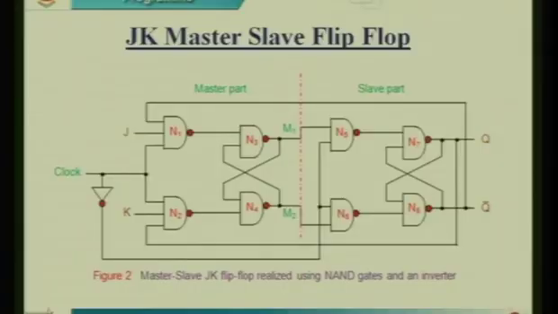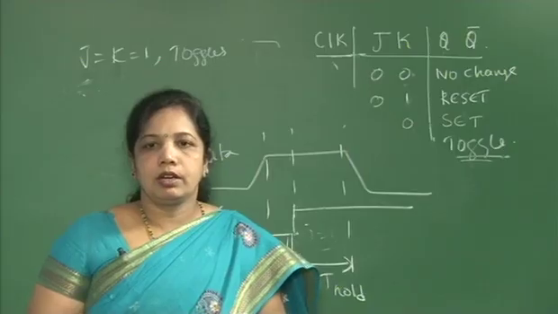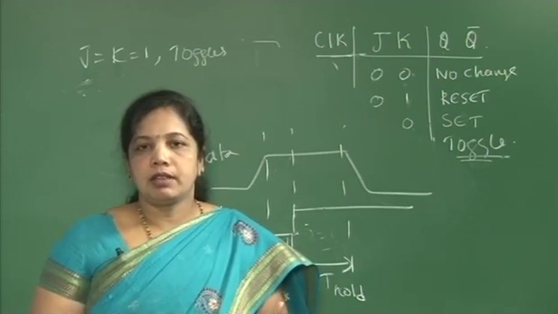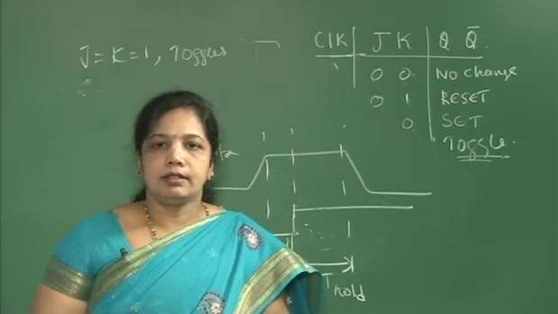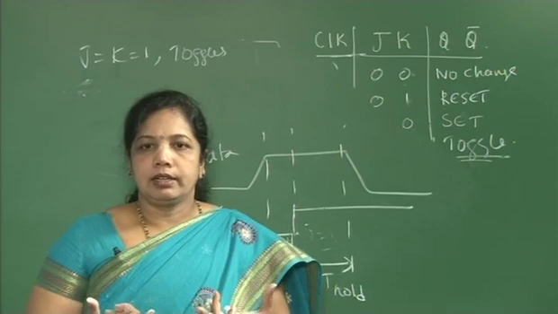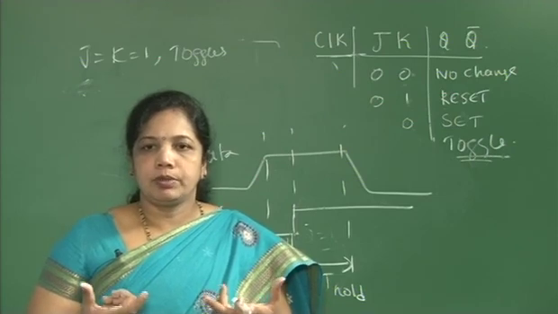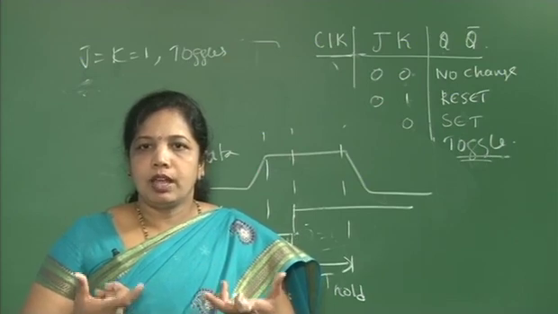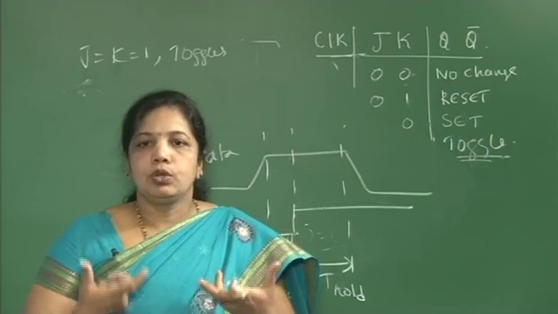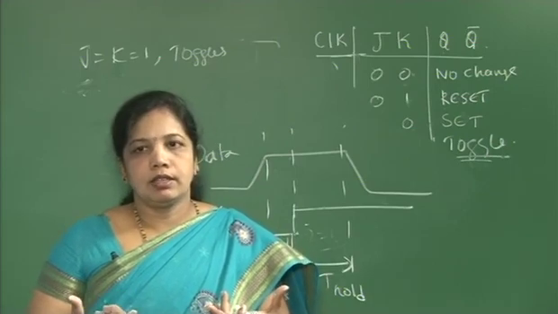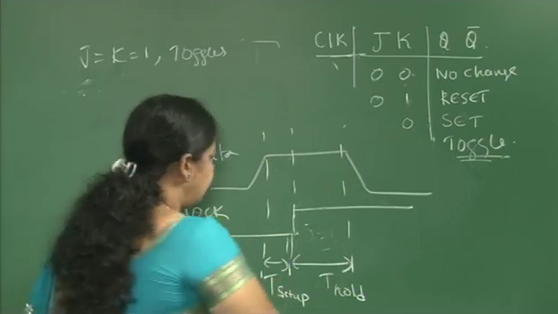As I discussed about race around condition, how to eliminate this race around condition, we use a concept called JK master slave flip flop. What exactly is this? It is the same JK flip flop, but two JK flip flops are cascaded. So flip flop 1 and flip flop 2 are joined or cascaded in 2 stages. The first stage is called master, the second stage is called slave. So how exactly does this work?